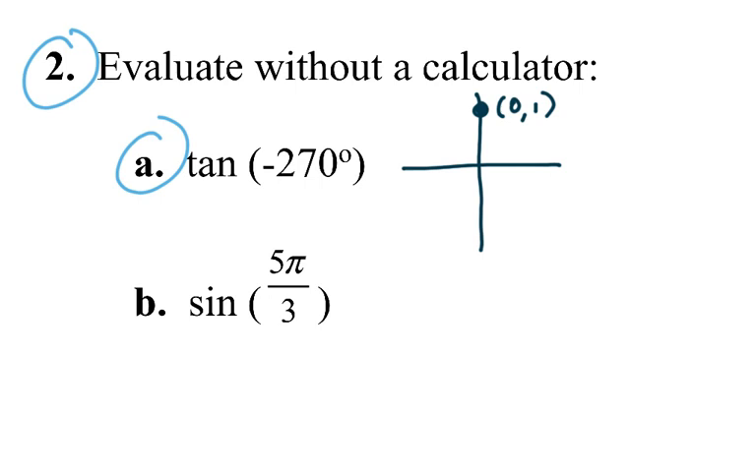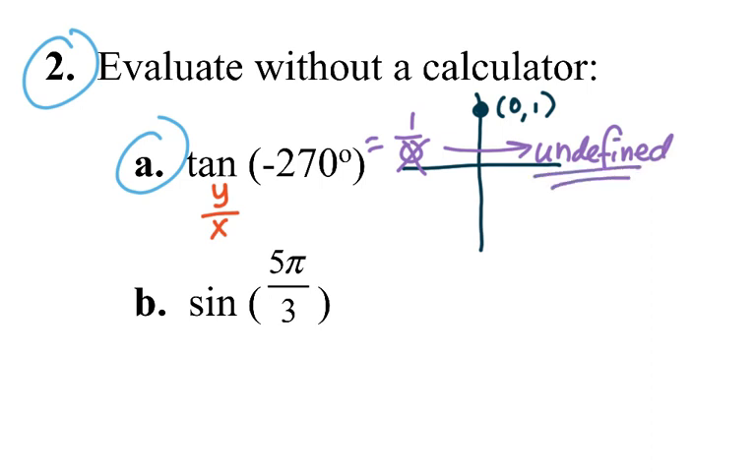Now, tangent we figured out was the y-coordinate over the x-coordinate. So let's take a look. That means this is going to be y over x, which is our tan. Ooh, 0 on the bottom. Ooh, we don't like that. We can never divide by 0. So we say that is undefined. 0 on the bottom is bad. 0 on top is okay. That's equal to 0, but 0 on the bottom is bad. So the tangent of -270 is undefined. We can't find it because we divided by 0.